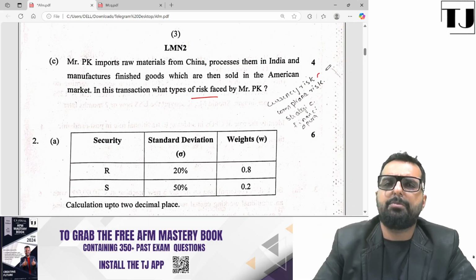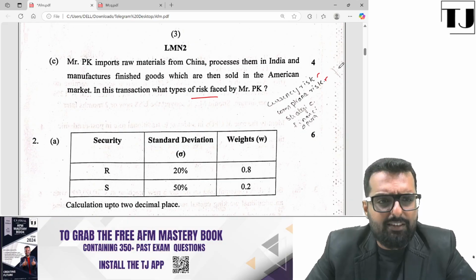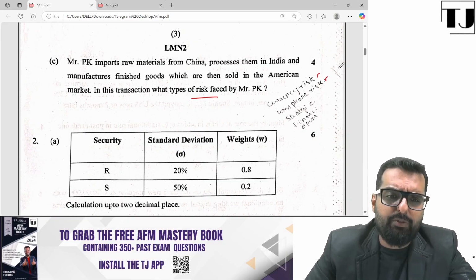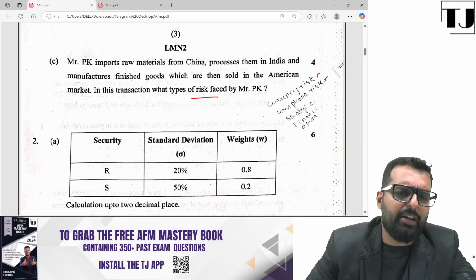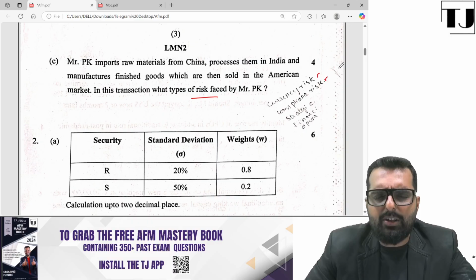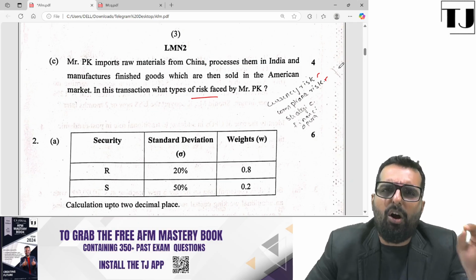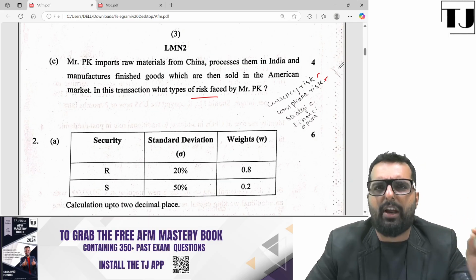So when you're buying it from China, there will be an exchange fluctuation. You will have compliance risk coming in there. Laws of China will be different from the laws of America, or India in that case. You're selling it to America, then you have separate laws over there. There can be strategic risk. Basically, all the types of risks that you learn, you have to write down over there.